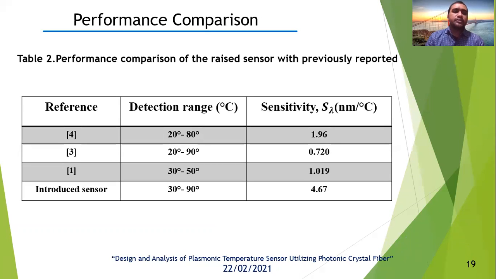This slide shows the performance comparison between the proposed sensor and the previously reported sensors. In this table, we see that for our introduced sensor, the detection range is 30 to 90 degrees Celsius, and sensitivity is 4.67 nanometer per degree Celsius. That's why we can say that our introduced sensor is more sensitive than other sensors.